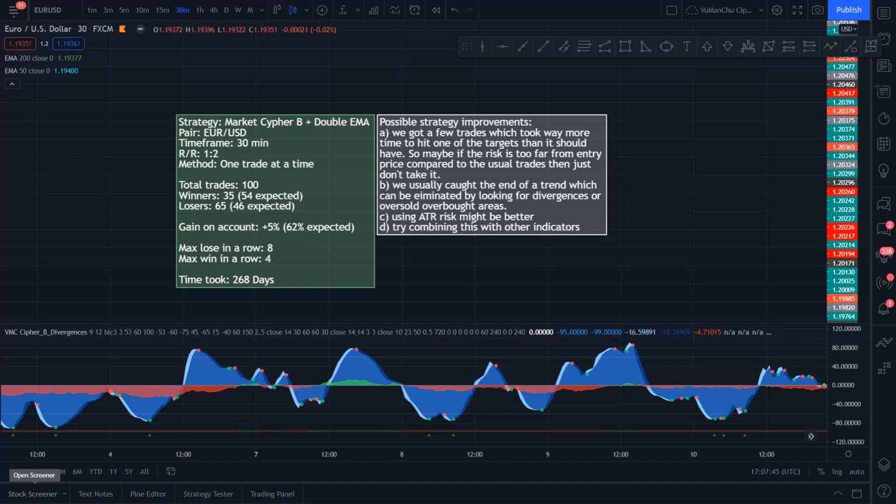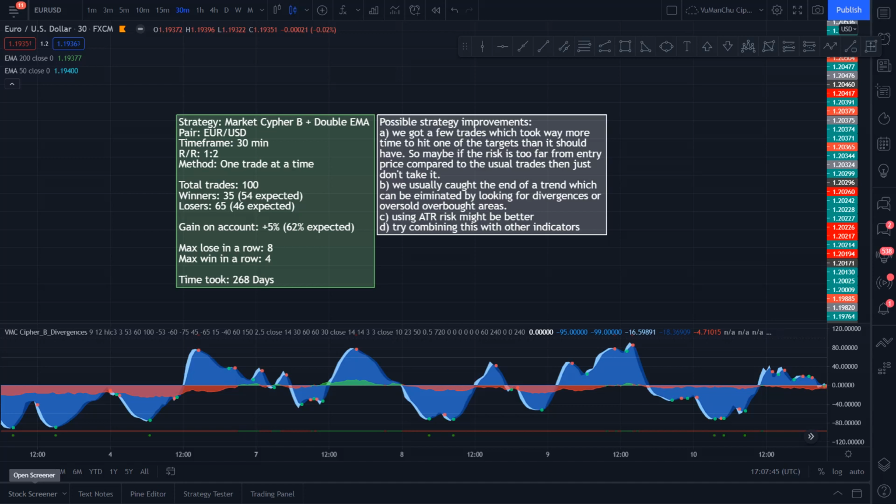Moving on, I saw trades at the end of a trend very often, which gives us losing trades most of the time. To solve this problem, looking for divergences or using an RSI might help. The third one is using ATR-based risk. If you've seen some of my videos, you already know that ATR is one of my favorite indicators. I don't really like trading without it. So implementing ATR might give better results.